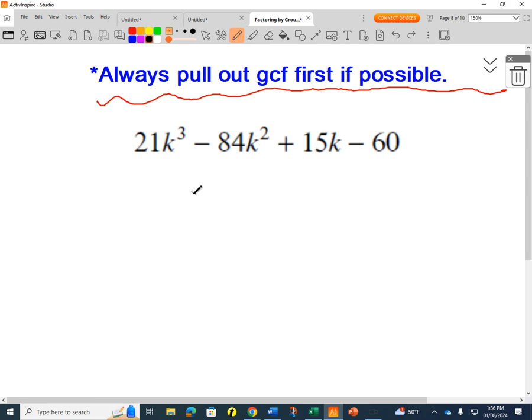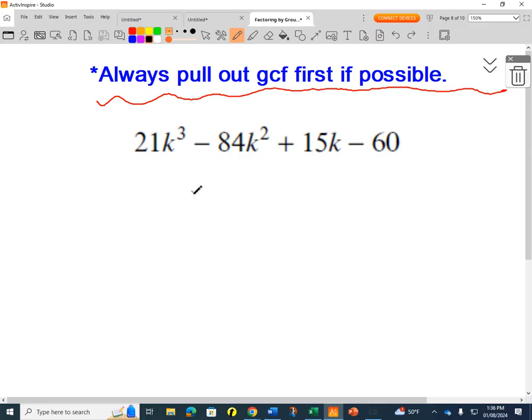5 is not a factor of 84. How about 3? 21 divided by 3 is 7. 84 divided by 3. I only know it's divisible by 3 because 8 plus 4 is 12, so I'll have to do that and we'll figure it out.